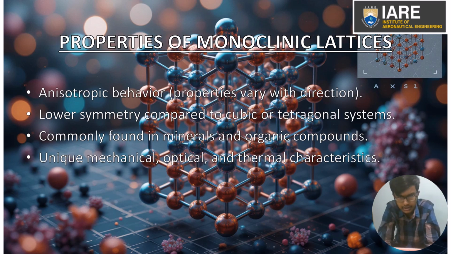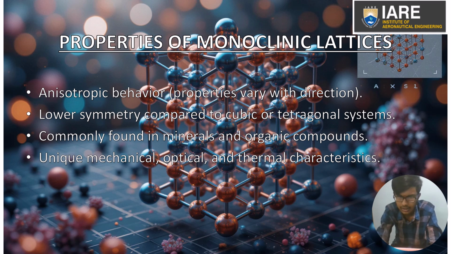Now let's go through the properties of monoclinic lattices. These monoclinic lattices have four properties. The first property is anisotropic behavior, which means that these monoclinic lattices have properties which vary with direction. And after that, these monoclinic lattices have lower symmetry compared to cubic or tetragonal systems, which means that they are not very symmetrical. They need not always be symmetrical.